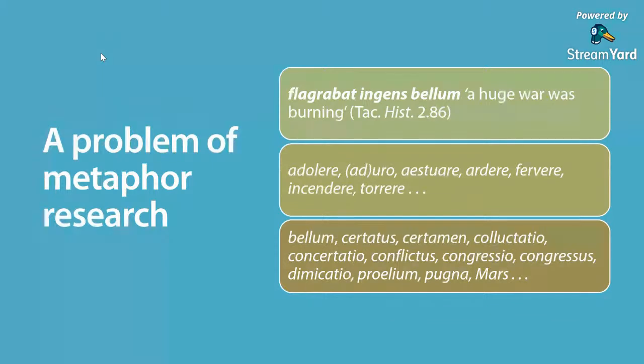Let me give you an example. In Tacitus's Histories, we can find the expression flagrabat ingens bellum, which we can translate as "a huge war was burning," or in English we might say "a huge war was raging," using a somewhat different metaphor. An immediate question emerges in my kind of research when encountering a metaphorical expression of this kind. Is this image of war burning a creation of Tacitus's authorial imagination, or is it a more conventionalized, more regular way of expressing the idea of the intensity of war in Latin?